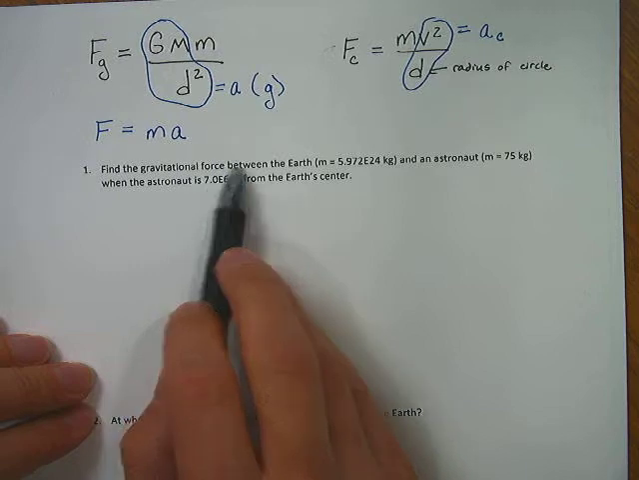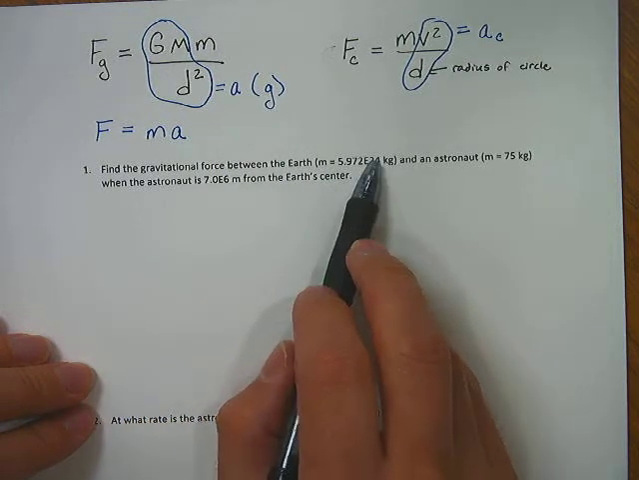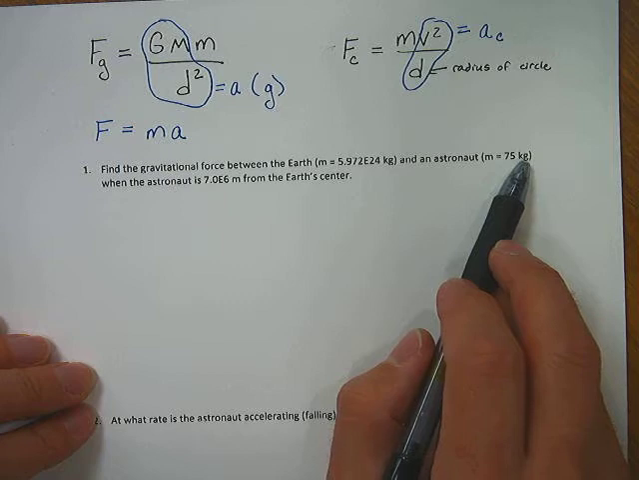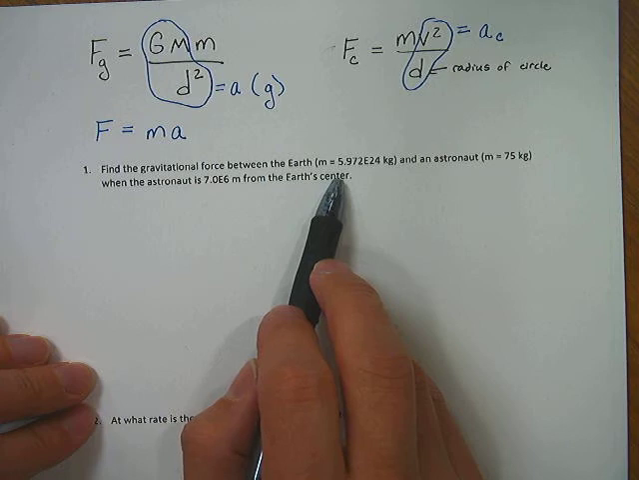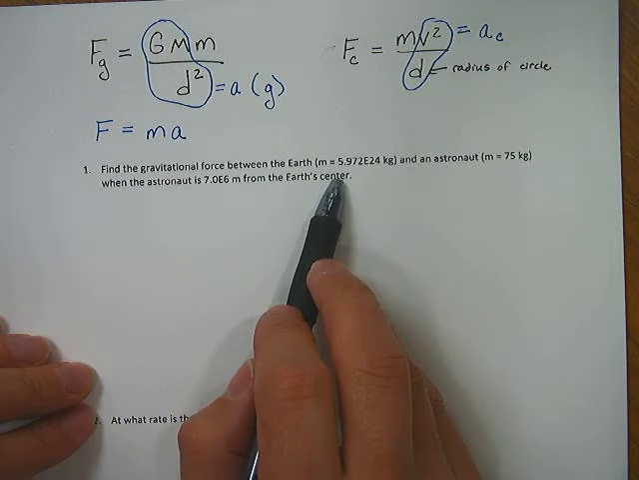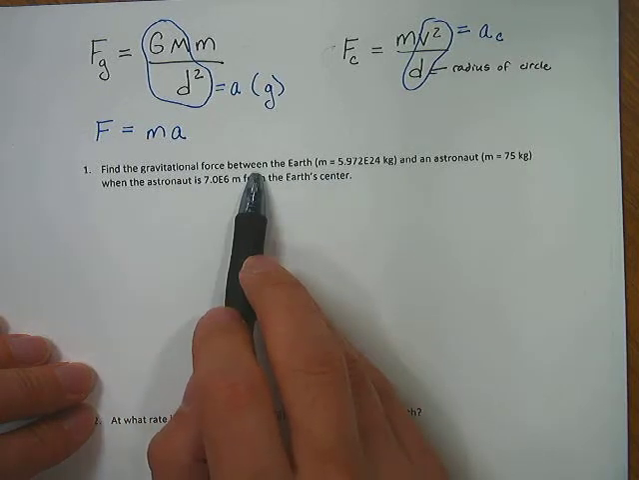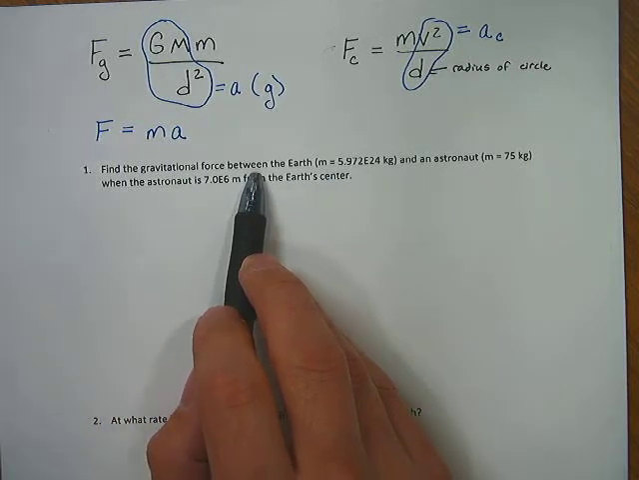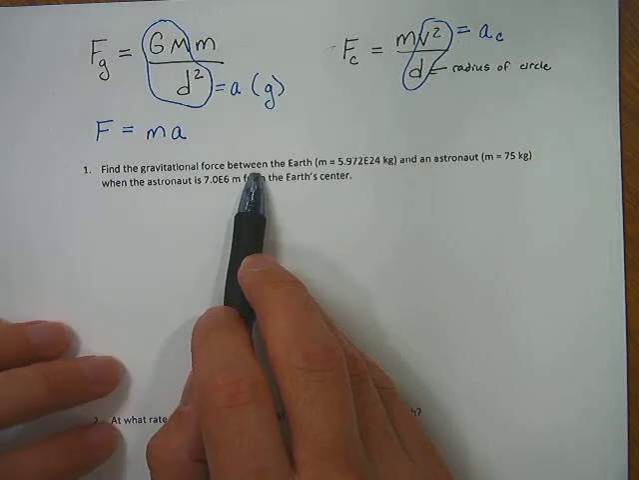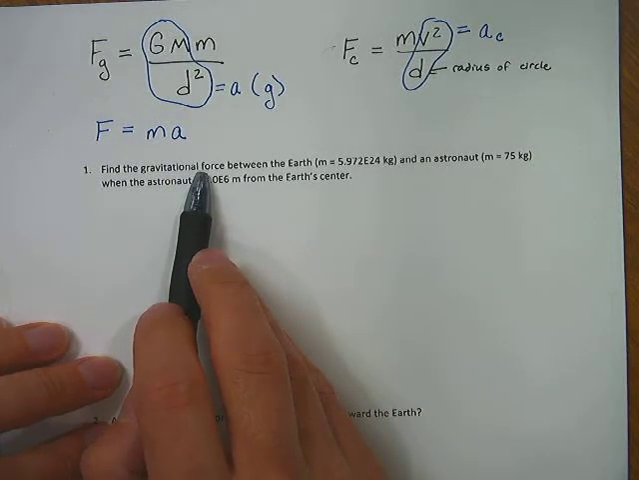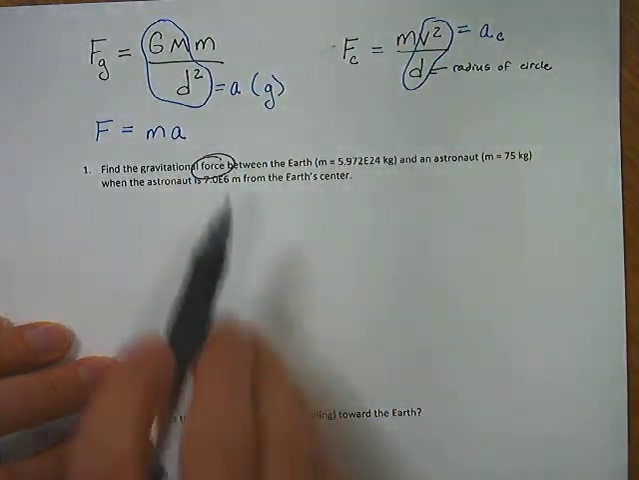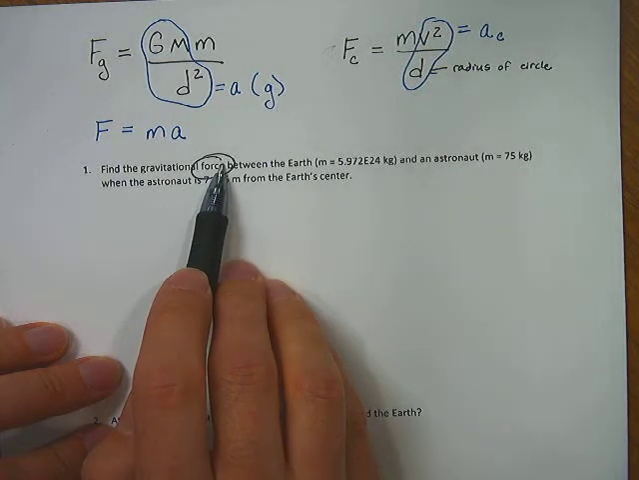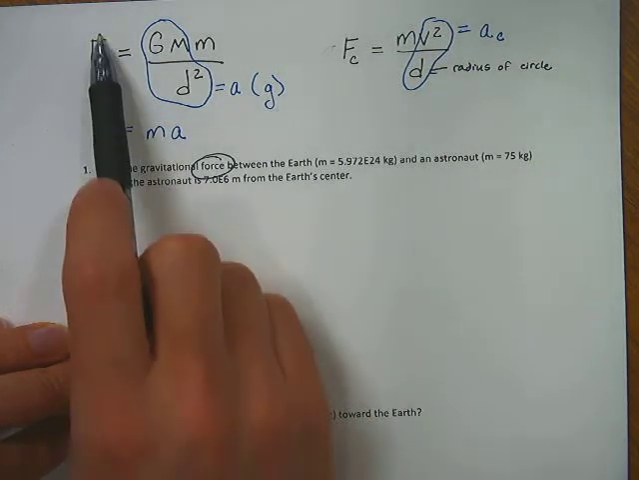Okay, now we actually move on to solving a problem. So, here's a problem we're going to tackle. Find the gravitational force between the Earth, and here's its mass, and an astronaut, and here's her mass, when the astronaut is 7 million meters from the Earth's center. One of the first things you're going to have to do when you tackle any of the problems in this video or on a test is identify what equation to use. What are we actually looking for here? And the answer is we're looking for a force.